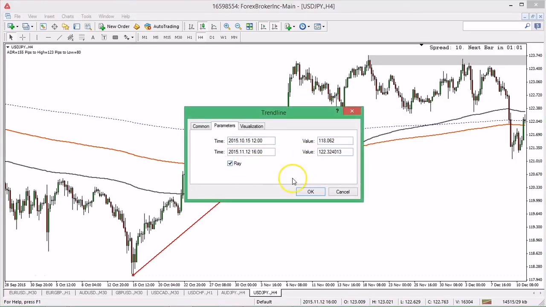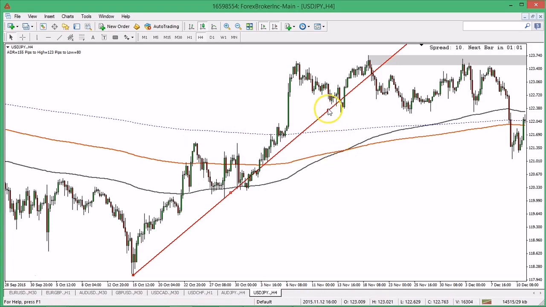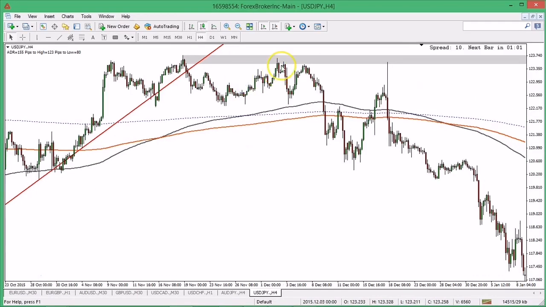So let me put Ray. If you put Ray, it extends it. So notice when it came back to it, it retested it, but then it shot back up. Right here, it broke through. Once it broke through this uptrend line, it just kind of consolidated. You know, you could be heading into a downtrend, so you would probably draw another trend line again. So this is just basic trend lines, guys. This is nothing hard.